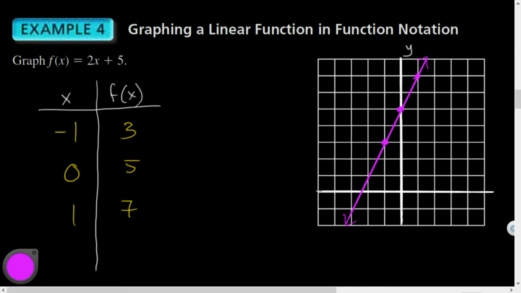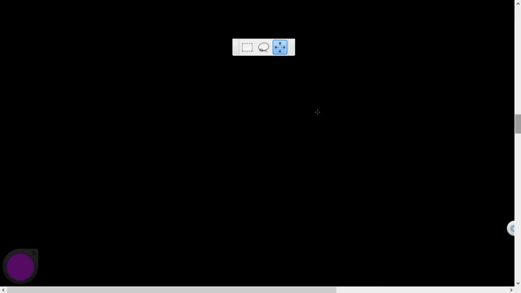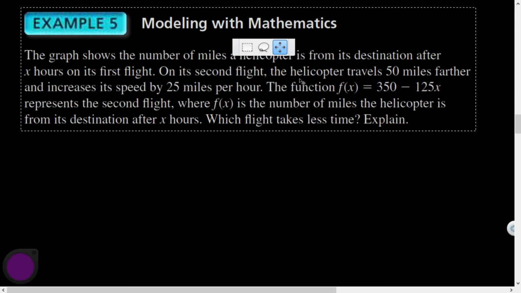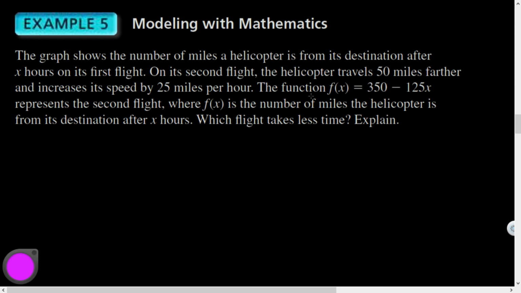Let's do the last example, the one with a helicopter. Example 5. All right. Ooh, guys, action problem. Here we go.